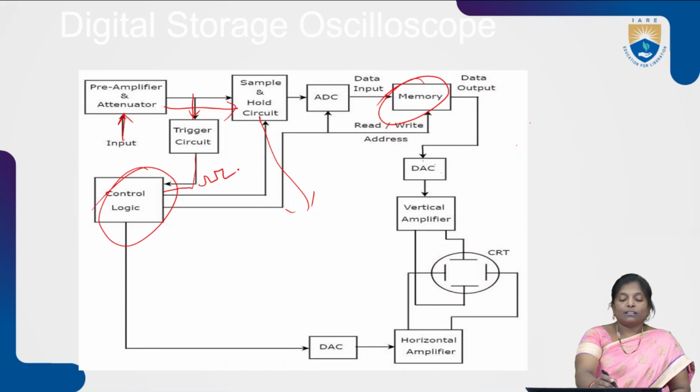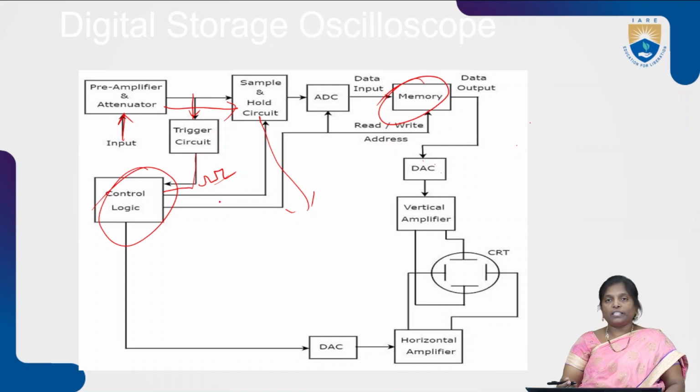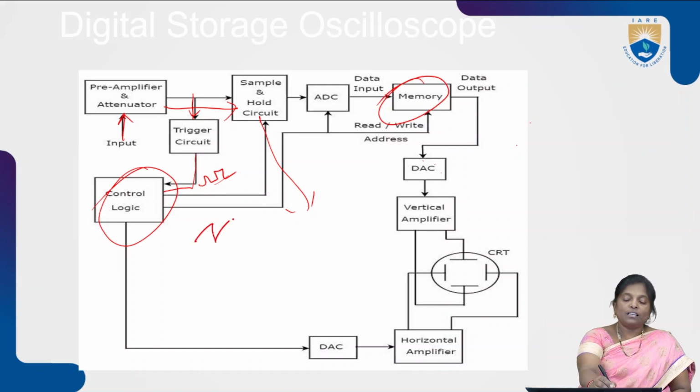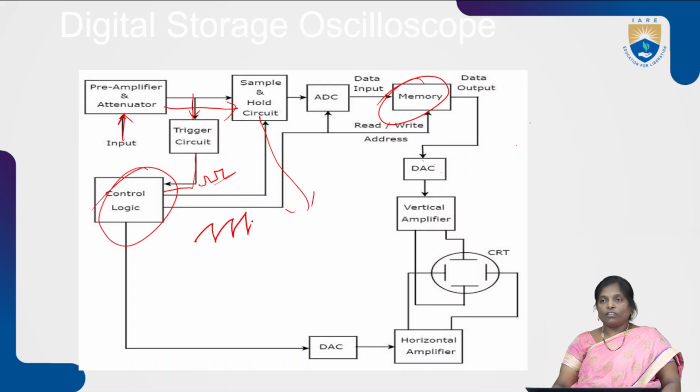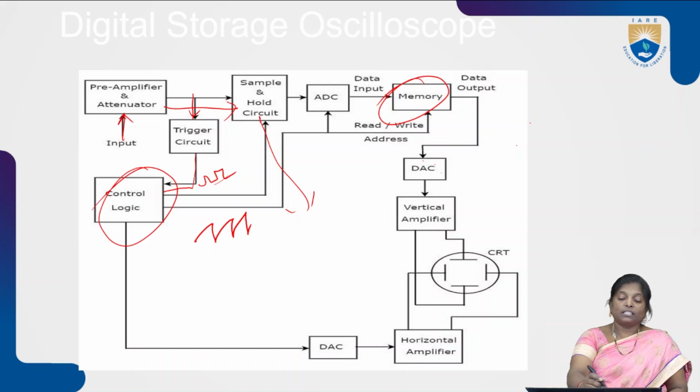According to that, the pulse signal is generated. According to that, the ramp generator generates the ramp signal, which is given to the horizontal amplifier. So this horizontal amplifier will take the input according to the ramp signal. Meanwhile, the input signal coming from the input section is given to the sample and hold circuit.